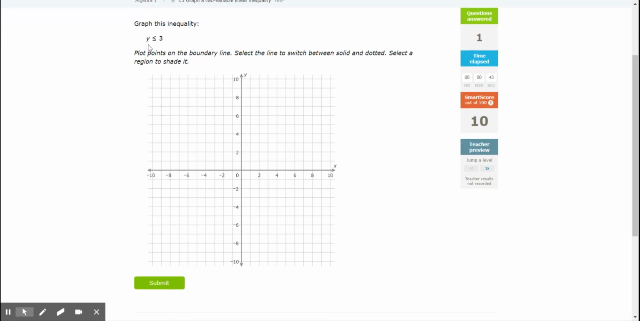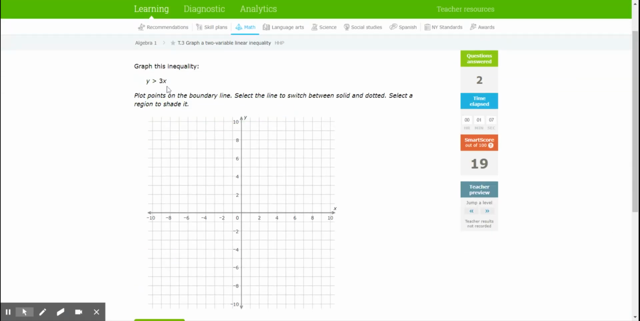So the next one, the same idea. This is y. So we're going to go up to y on the y-axis at +3. We're going to make it a horizontal line. Because this has a line underneath it here, we want this to be solid. And this is a less than or equal to sign, so we're going to choose the area lower than 3.